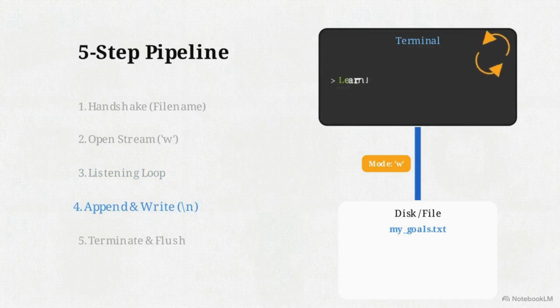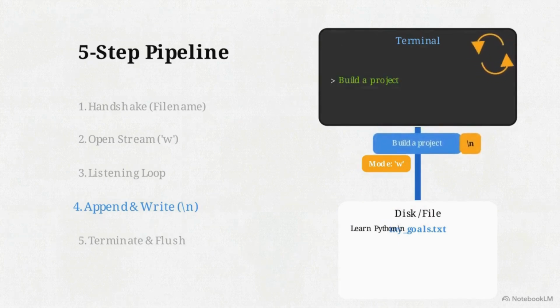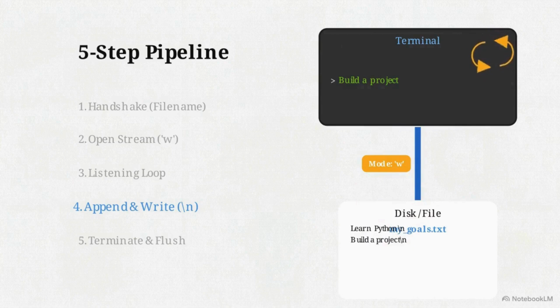The program waits at the terminal, actively capturing each new line of text the user types. In Step 4, that captured text must be written immediately to the file. We append a new line character to every single entry as they travel down the stream, ensuring the lines stack neatly rather than smashing together into an unreadable block.